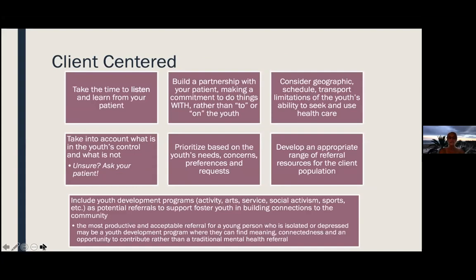So client-centered services have many different components. The most important probably is taking the time to listen and learn from your patient, building a partnership with them, and doing things with the patient rather than to or on them. That you're aware of potential barriers and you really seek to eliminate barriers and enhance the youth's ability to seek and utilize healthcare. That you take into account what's in the youth's control and what's not, and never be afraid to ask. If you're unsure, ask your patient. They're the expert. They can tell you.